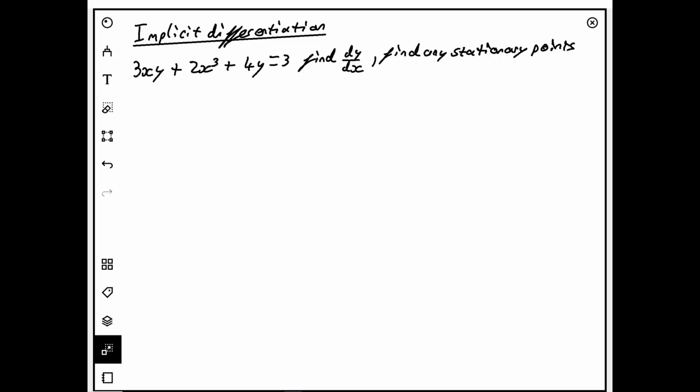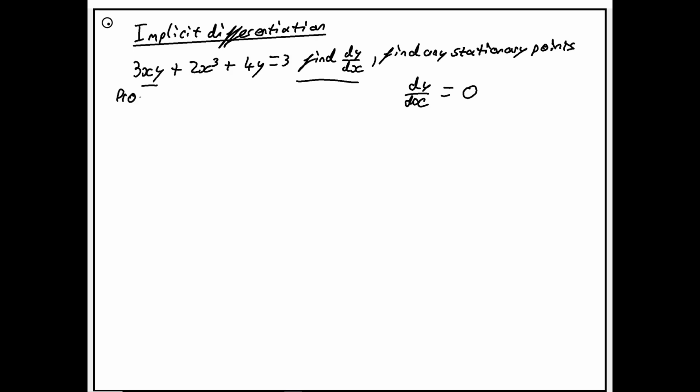Alright, here's another example, but instead we're finding the stationary points, and stationary points are when dy by dx is equal to 0. So first of all, we'll just do the first part of the question, which is finding dy by dx. But here we've got a little bit of a situation where x is multiplying y. So in this situation we have to use the product rule. It's going to be a little bit tricky, but for now we'll leave it behind. We'll just do the other terms. We'll do this one and we'll do this one.